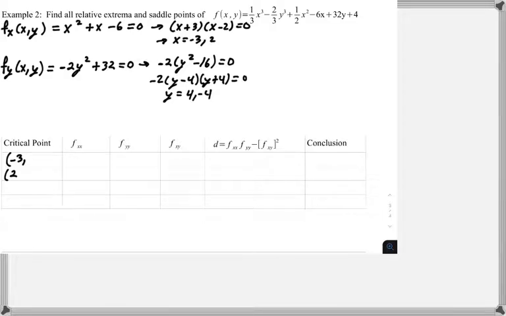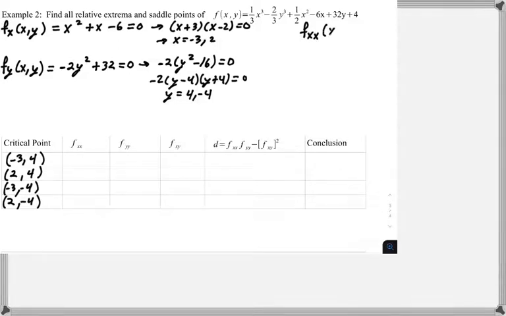So we need to pair the negative 3 with both 4 and negative 4, and also the 2 with 4 and negative 4. Okay. So there they are paired with 4, and then we'll pair them with a negative 4. So that gives us 4 critical values. Okay. Now we need to find the second partials with respect to x and y, and also the mixed partial.